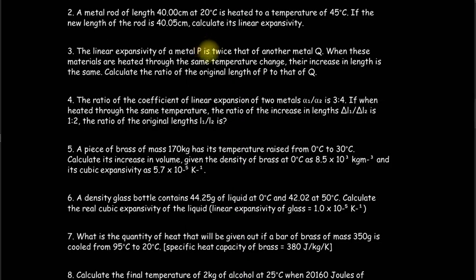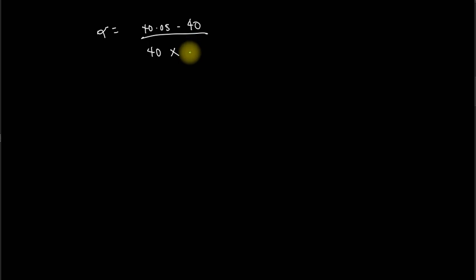Change in temperature. The change in temperature is 20 degrees heated to what? 45 degrees. So 45 minus 20 is our change in temperature. 45 minus 20 is, let's just write 25 there to save us time. 40.05 minus 40 is 0.05. 40 times 25 is what? You can punch that into your calculator quickly. That is 1000.